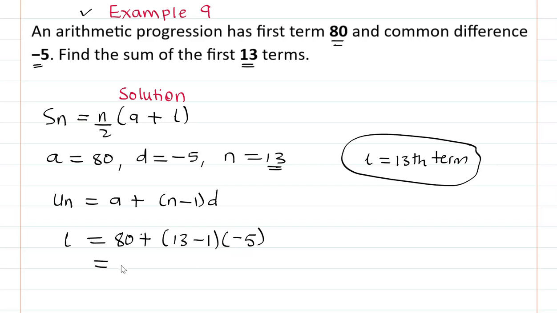And then you press the calculator. We shall have here 80 plus 13 minus 1, that is 12, times -5, that is -60. Yes, -60 plus 80, we get +20. So our last term, which is the 13th term, is 20. That is the term in position 13, and that is where the question asks us to add up to.